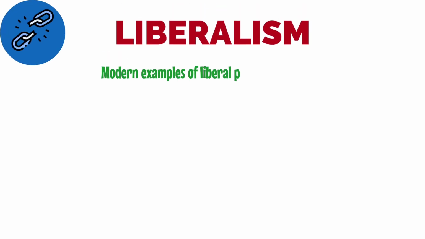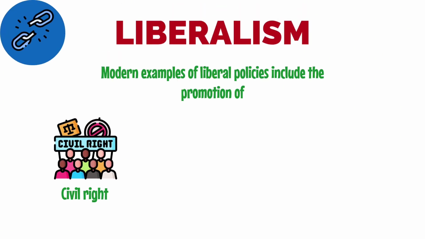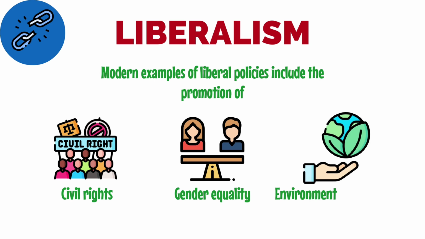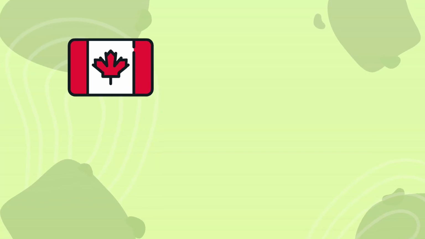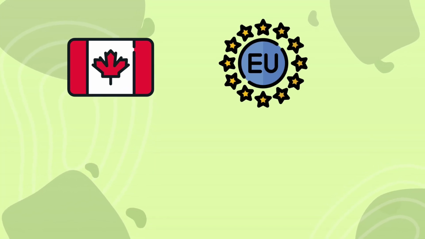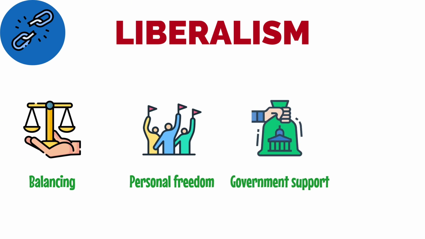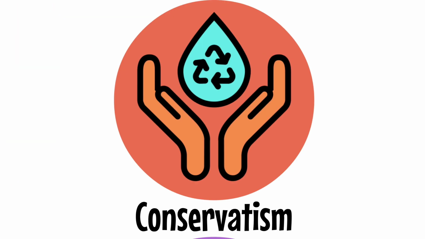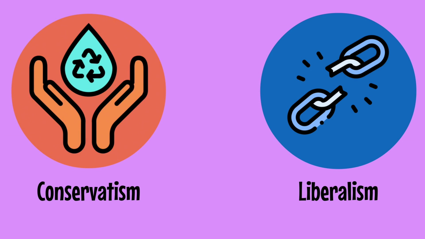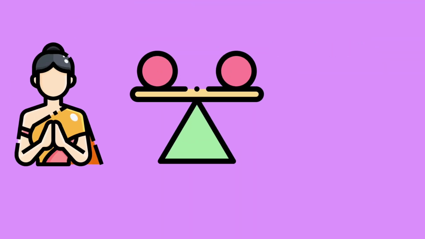Modern examples of liberal policies include the promotion of civil rights, gender equality, and environmental protections. Countries like Canada and many in Western Europe often adopt liberal principles, balancing personal freedom with government support to create a fair society. Conservatism. Conservatism, in contrast to liberalism, values tradition, stability, and continuity.